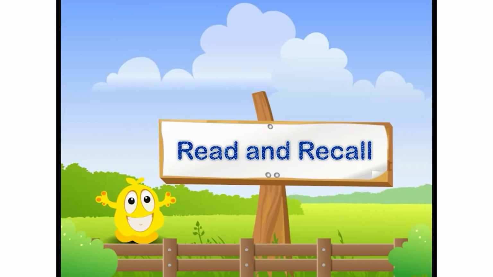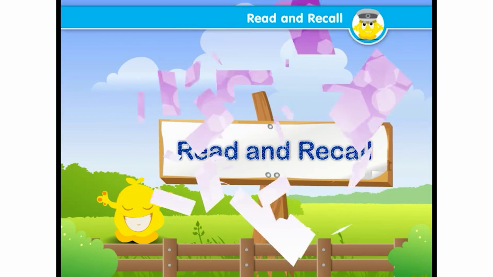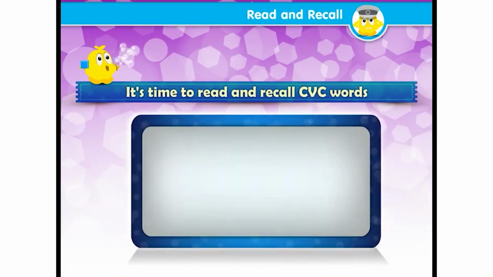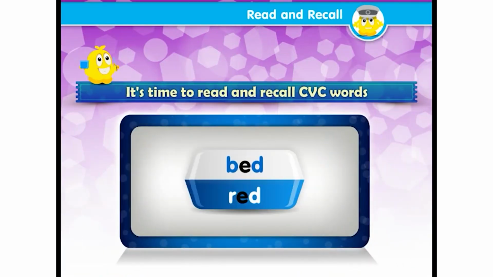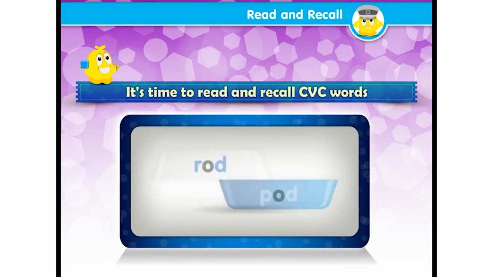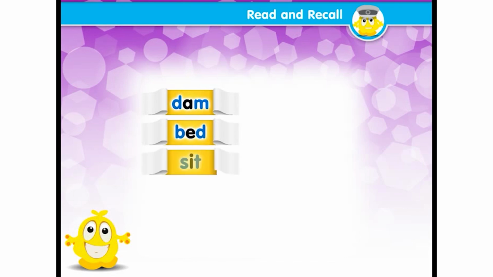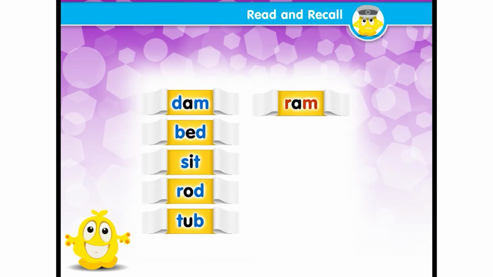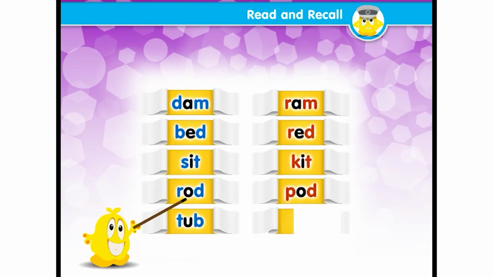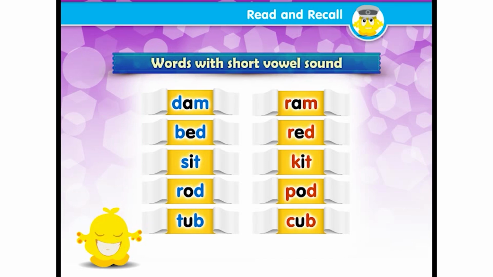Read and recall. It's time to read and recall CVC words. In CVC words, the vowel sound is always in the middle and it is pronounced faster and quicker. So it is called words with short vowel sound.